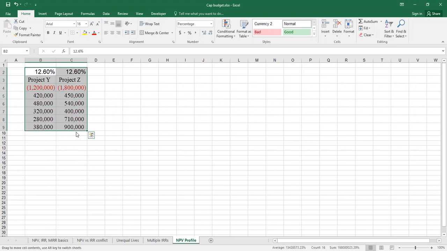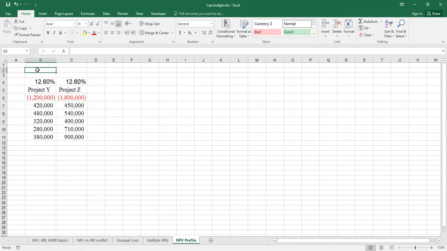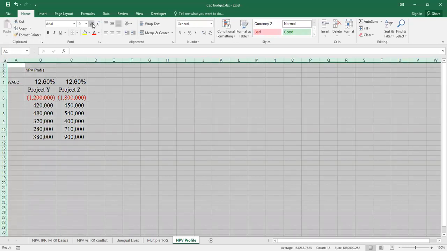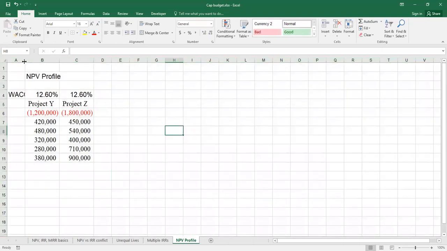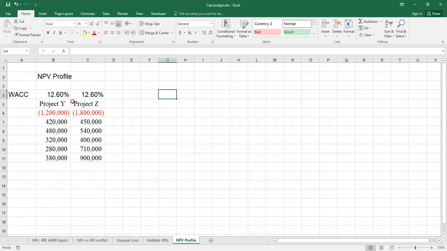Ano yung NPV profile? What will happen to your decision if the WACC changes? Kung yung WACC, hindi 12.6%. Kasi yung decision natin na si Project Z ang piliin, it's based on the fact that the WACC is 12.6%.